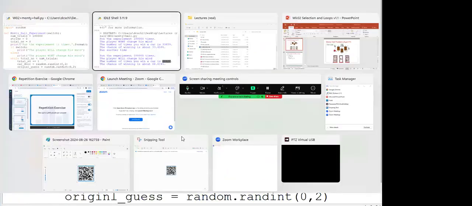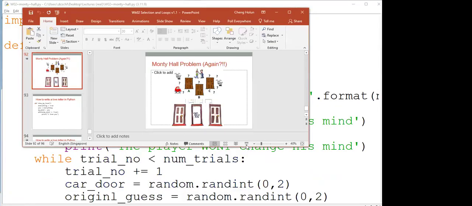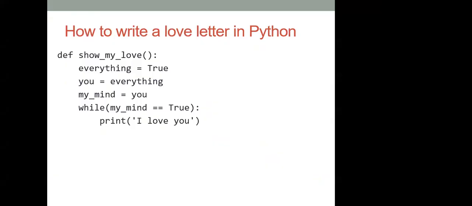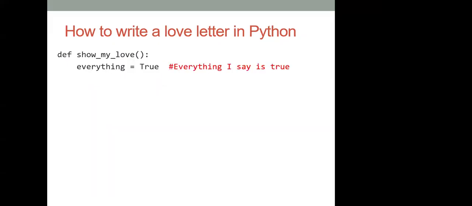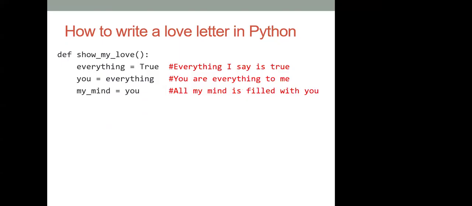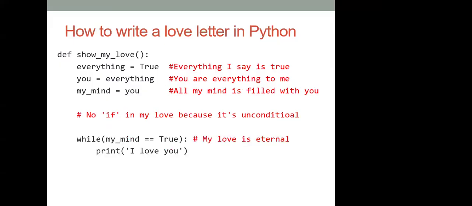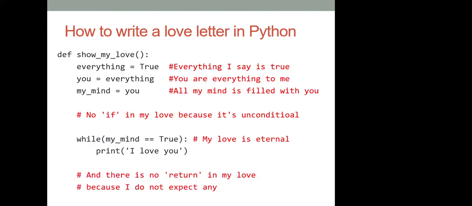And lastly, let me give you this poem. Get ready to give it to your girlfriend or boyfriend, this poem of love. Let me explain that. You are my everything. Everything I said is true. You equal to my everything. And my mind is all containing about you. And then I didn't have an if because my love is unconditional. And lastly, my love is eternal because it's an infinite loop. Lastly, I didn't put a return. I don't ask for any. So you can give it to your girlfriend.